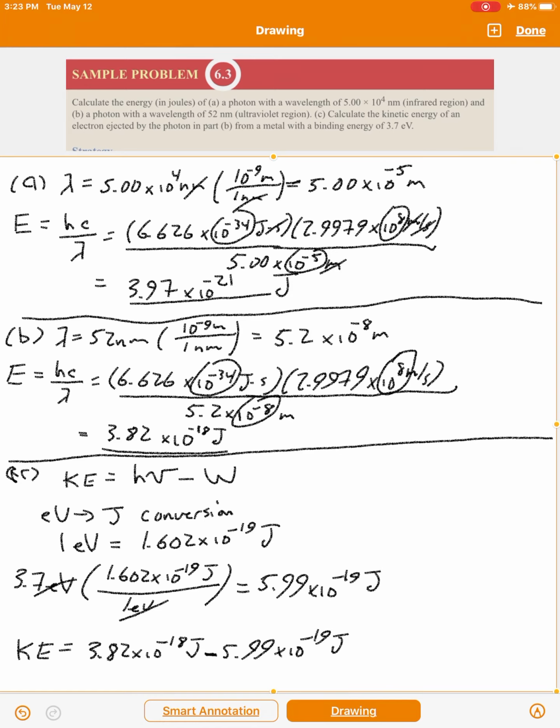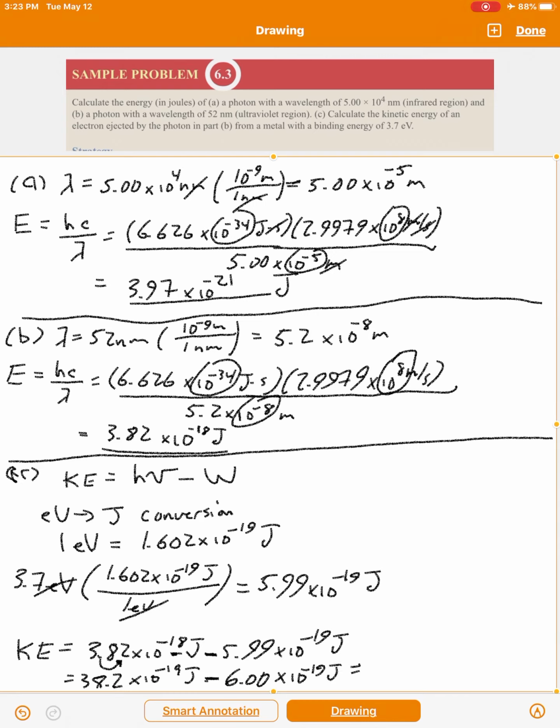Well, one way is just to make the exponents the same instead of having to worry about your calculator. So I could make this one 19 minus 19 just by moving the decimal this way. If I move it this way, that's like multiplying by 10, right? 30.8 becomes 38. That's multiplying by 10. So to undo that change, I divide this by 10, and that makes it 10 to the minus 19. So this would be 38.2 times 10 to the minus 19 joules, minus, I'm going to round this one off to 6.00 times 10 to the minus 19 joules.